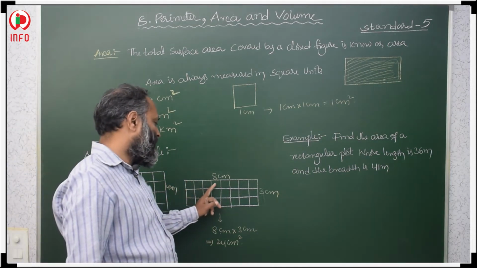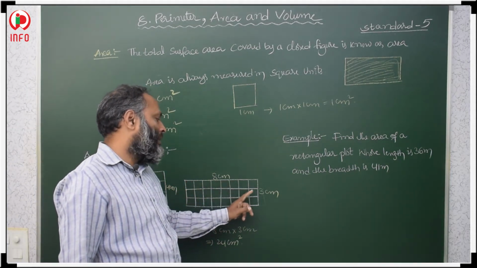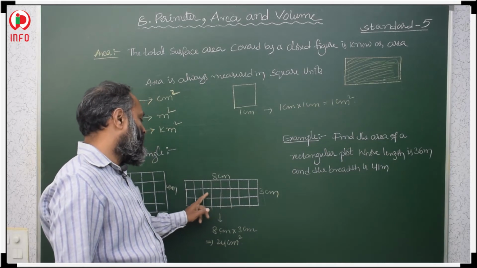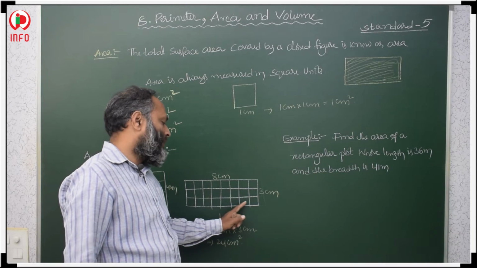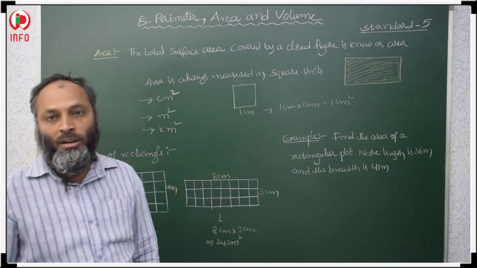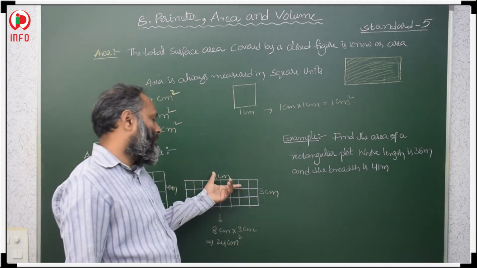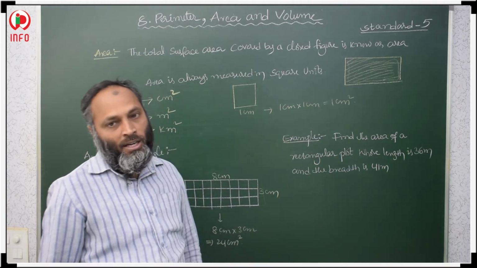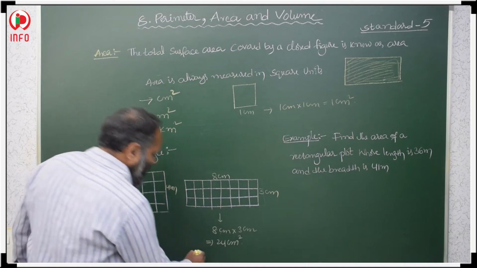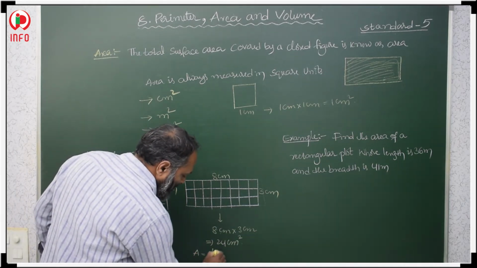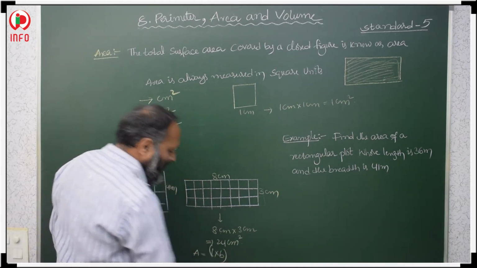Once you check how many boxes are there? 1, 2, 3, 4, 5, 6, 7, 8, 9, 10, 11, 12, 13, 14, 15, 16, 17, 18, 19, 20, 21, 22, 23, 24. 24 boxes. So if we multiply length into breadth, then you will get total area. So that is why the area of a rectangle formula is length into breadth.